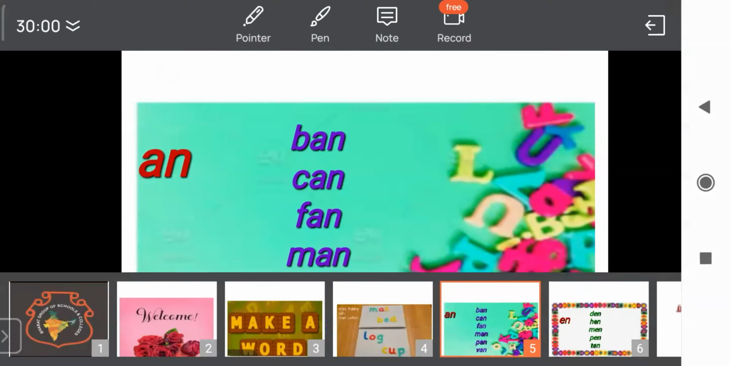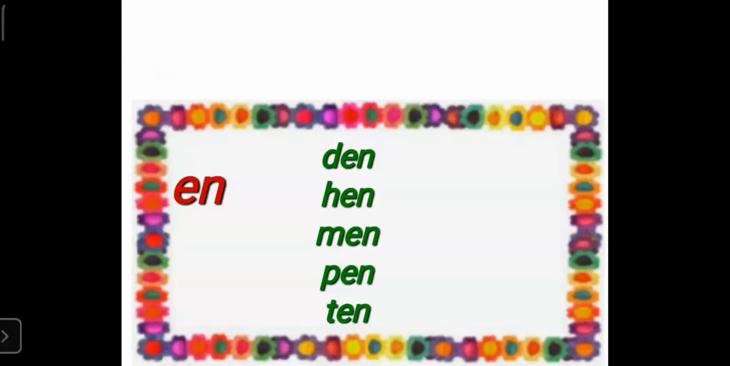We learned in lesson number 6 how by adding 2 letters to the given letter, we can make new words. For example, by adding the letters AN to the given letters, the words formed are ban, can, fan, man, pan, and van. By adding the letters EN to the given letters, the words formed are den, hen, men, pen, and ten.